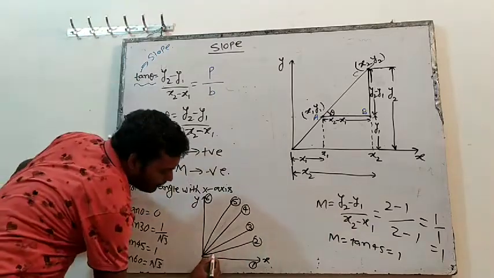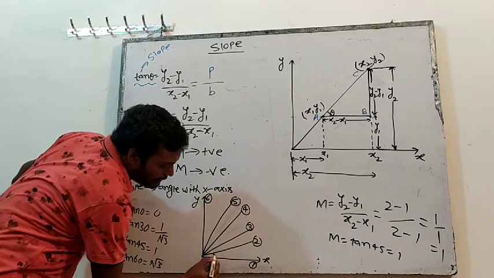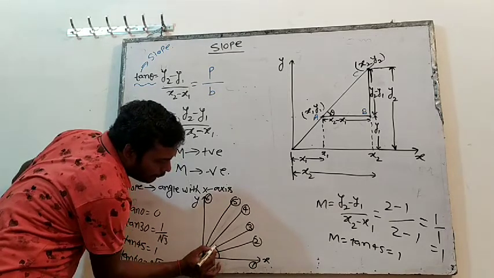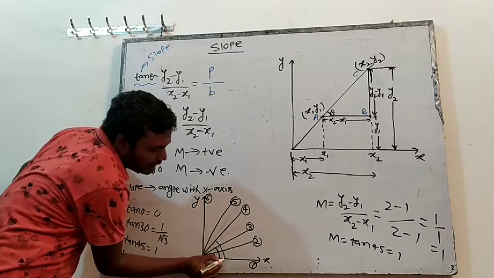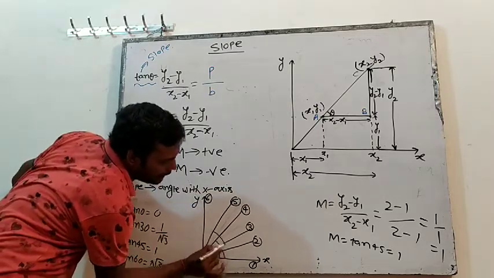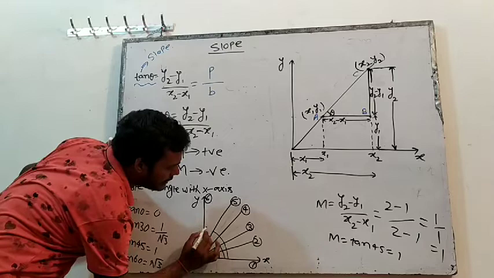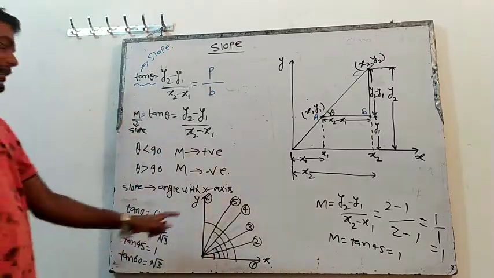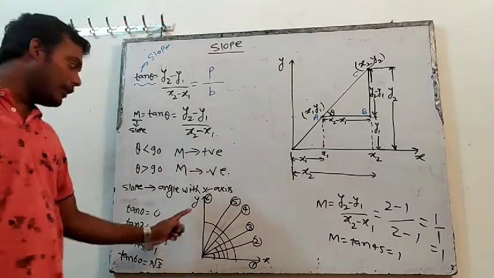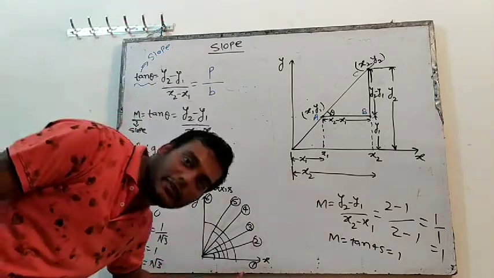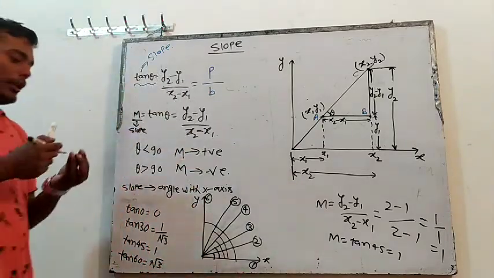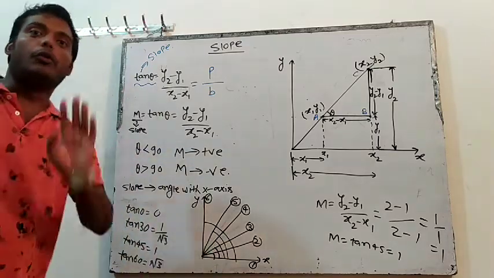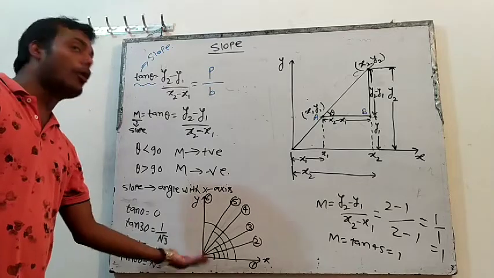Now see, the second line is making this much angle. The third line is making this much angle with the x-axis. The fourth line is making this much angle with the x-axis. The fifth line is making this much angle with the x-axis. And the sixth line is making this much angle with the x-axis. Actually, the sixth line is making a 90 degree angle. So slowly and slowly, what is happening? The angle is increasing. And we know as the angle increases, slope increases.